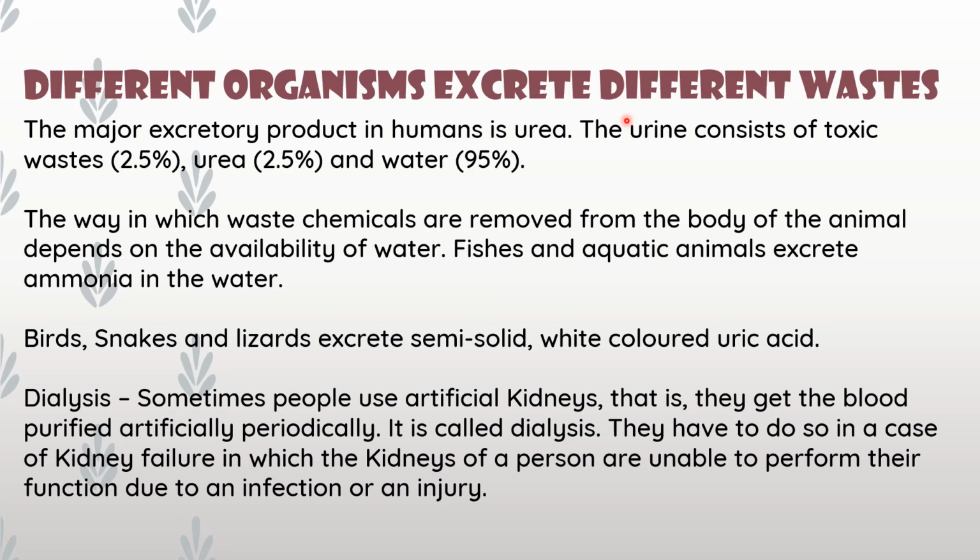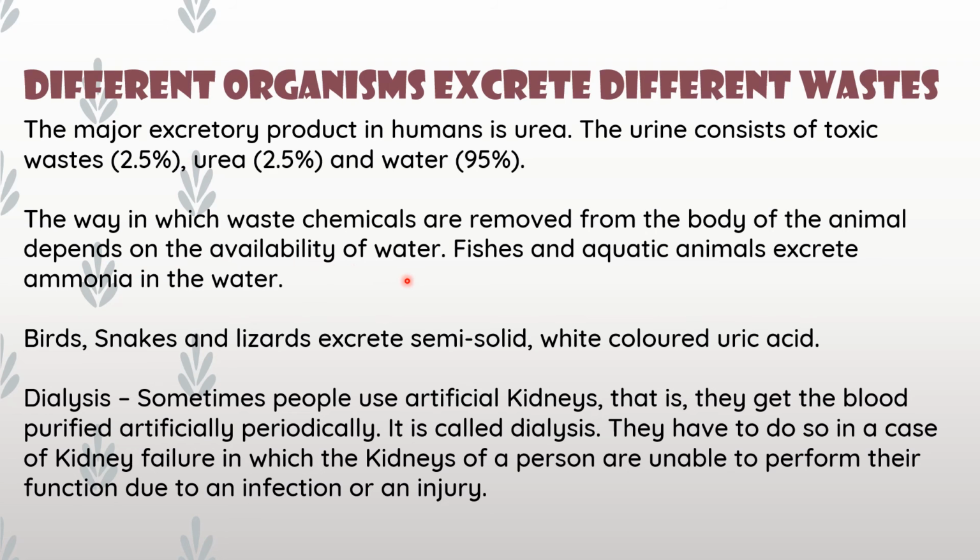Different organisms excrete different wastes. We studied the human excretory system and its major parts, and now other animals. The major excretory product in humans is urea. Urine consists of toxic waste 2.5%, urea 2.5%, and water 95%. So the main thing is water, 95%. The other part is urea and some other waste material. So that is urine.